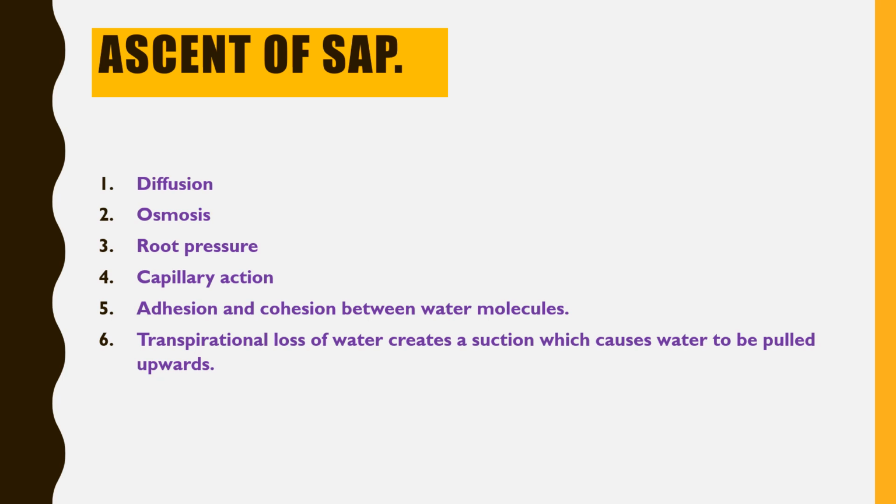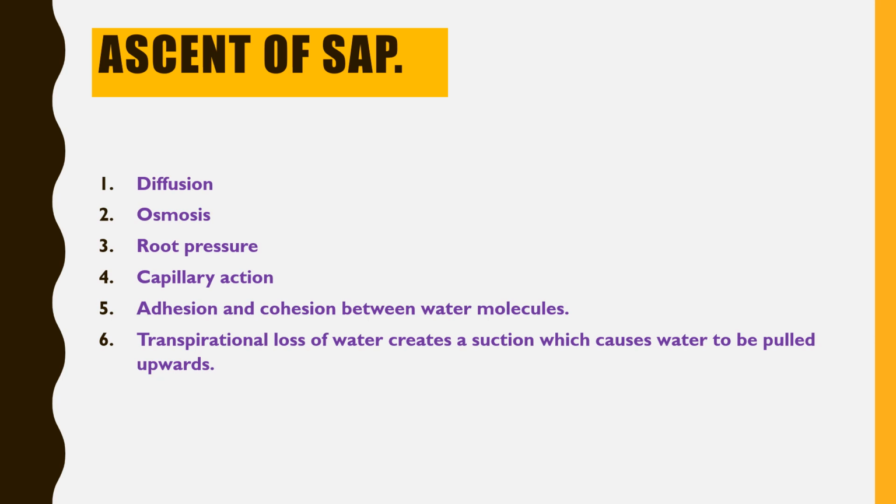First one is diffusion. Diffusion is the movement of molecules from a region of higher concentration to a region of lower concentration. So there may be movement of liquids by the process of concentration gradient difference. Next process is osmosis. This is movement of water molecules through a biological membrane, again from a region of higher concentration to lower concentration.